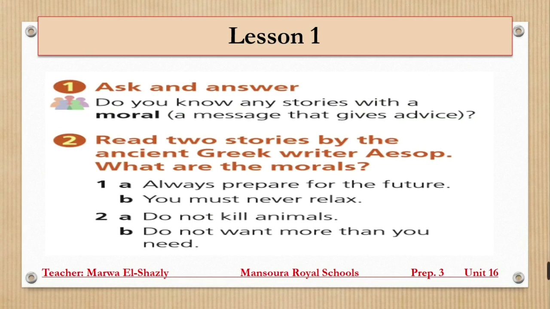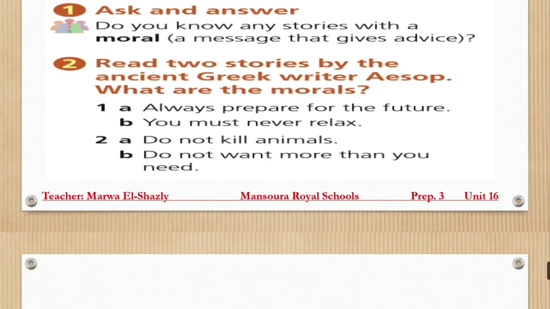Exercise 2, Read 2 stories by the ancient Greek writer Aesop. What are the morals? For number 1, you choose between A and B. A, always prepare for the future. B, you must never relax. 2, you choose also between A and B. A, don't kill animals. B, don't want more than you need.